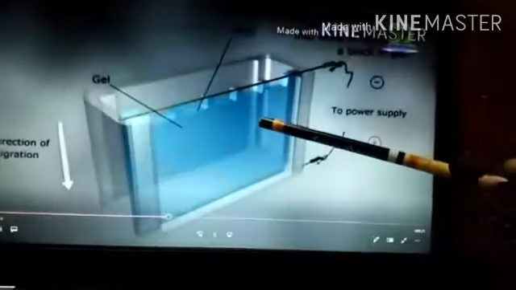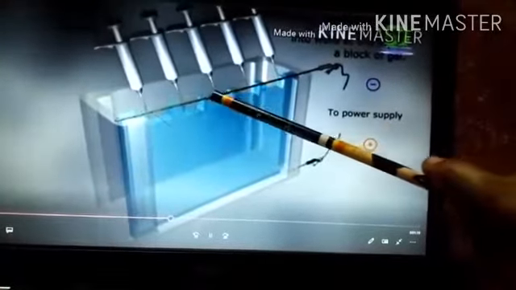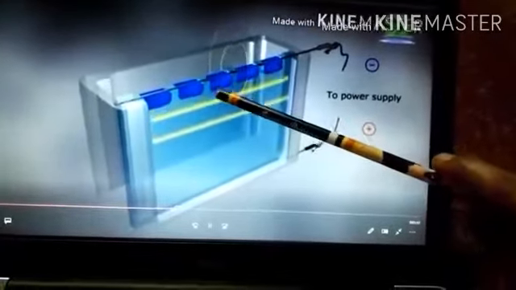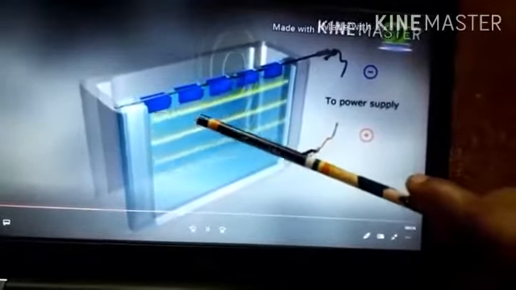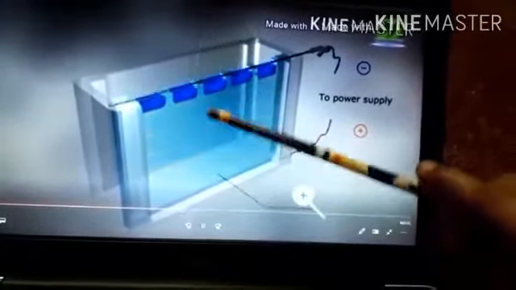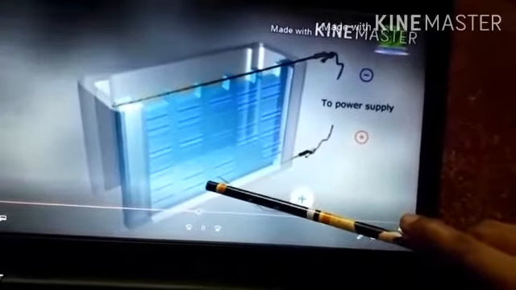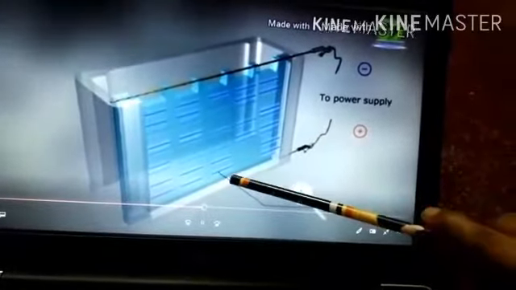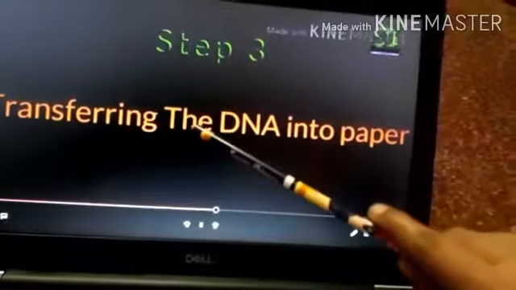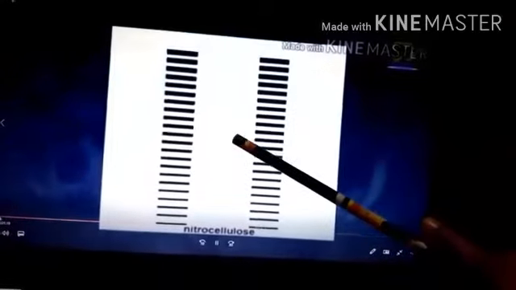In this method, the DNA is inserted into the wells, then the shorter fragments move faster than the larger ones. The DNA has a negative charge, so it is attracted to the positive end. Then the separated DNA fragments are transferred to nitrocellulose paper by placing the sheet on the gel, then soaking them overnight.